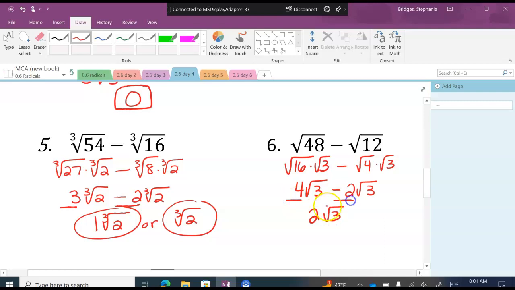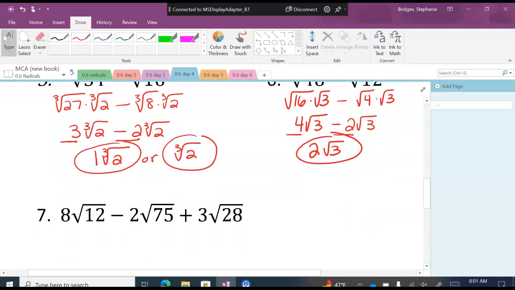Okay, so 4 minus 2 gives me 2. So our answer is 2 square roots of 3. Are we okay with that? All right, try 7. Same thing, it's just a little bit longer.